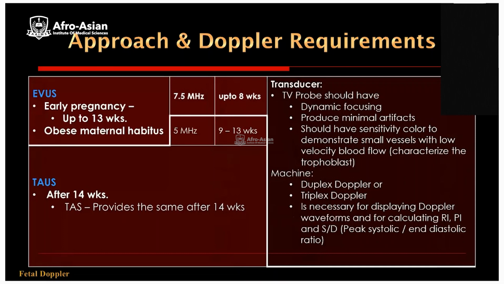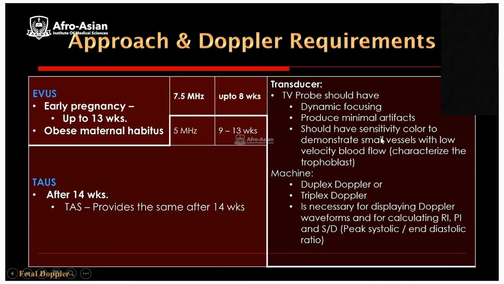The approaches for Doppler requirements are the endovaginal, which is transvaginal ultrasound, performed in early pregnancy, usually up to 13 weeks, or in obese maternal habitus, in obese patients. In early pregnancy, we prefer to use 7.5 megahertz TVS up to 8 weeks, 5 megahertz from 9 to 13 weeks. After 14 weeks, we use transabdominal sonography, which provides the same.